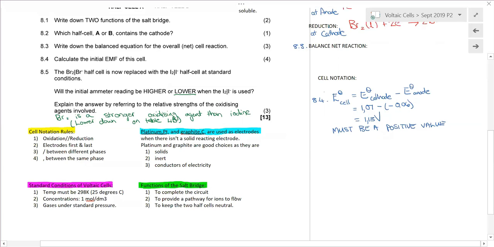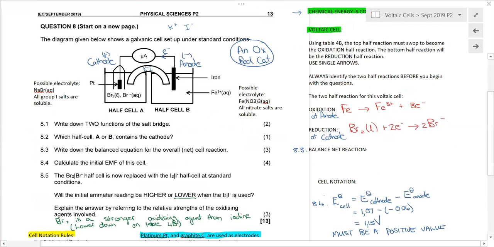So if we look at our 2 half reactions, which I got from table 4B: the iron metal over here in half cell B, each iron metal atom gives off 3 electrons to make more ions in solution. So the iron ion concentration will increase. And the iron metal will start to look like it's corroded. It will lose mass because the iron metal atoms are reacting.